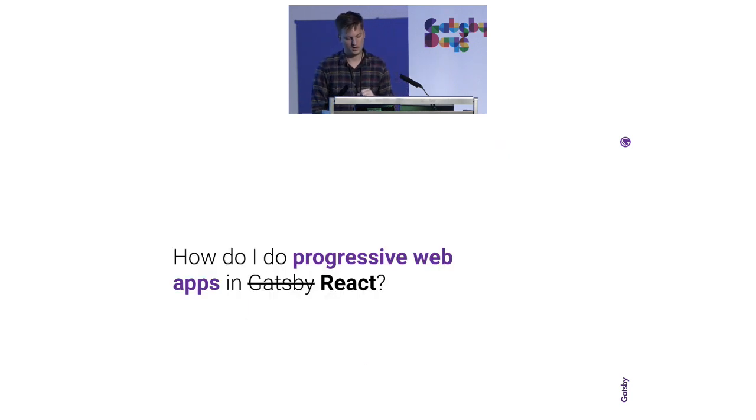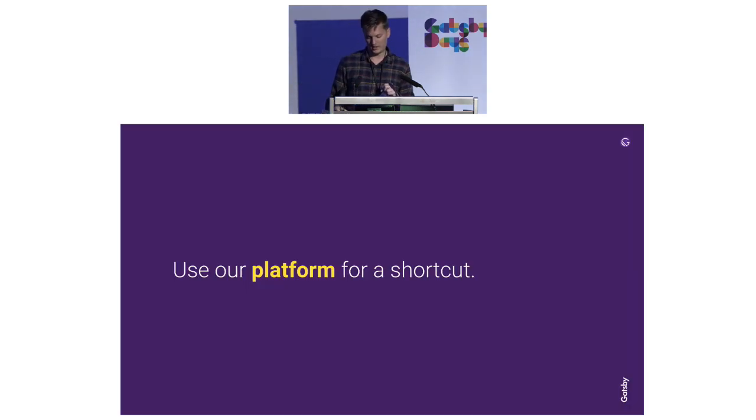Another great question is, how do I do progressive web apps in Gatsby? Really, I think it's how do you do it in React? The hallmarks of a progressive web app are several, but generally, you'll probably want to register a service worker. You'll probably want a manifest so that it'll show up nicely in Chrome and other Android devices. I think of Gatsby as a platform, so use our platform, use our plugin ecosystem for a shortcut to building out a progressive web application really quickly and really easily.